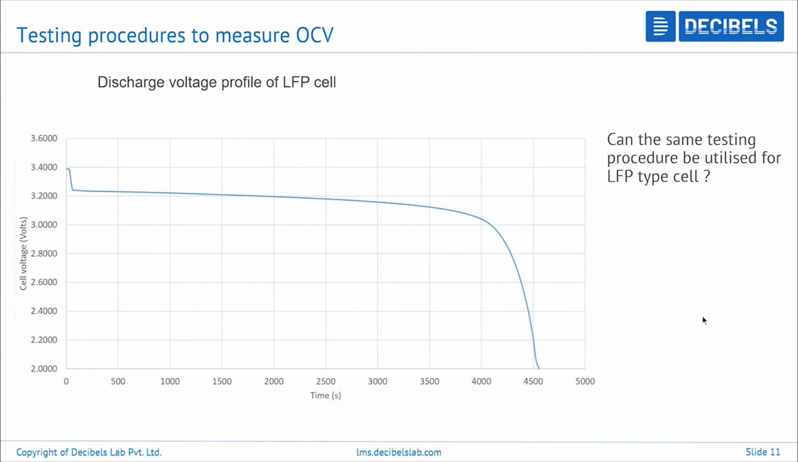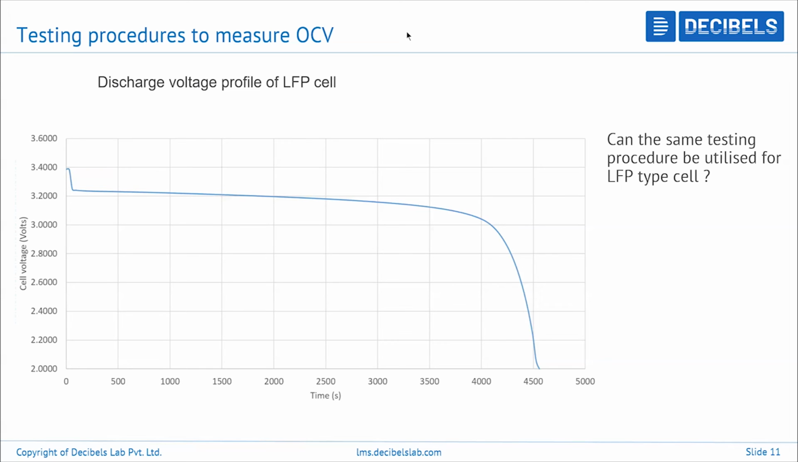So, based on what we have seen till now, the one that requires a more sensitive measurement of the OCV curve is the lithium iron phosphate cell. Okay, so let's take a look at the voltage curve we have here.